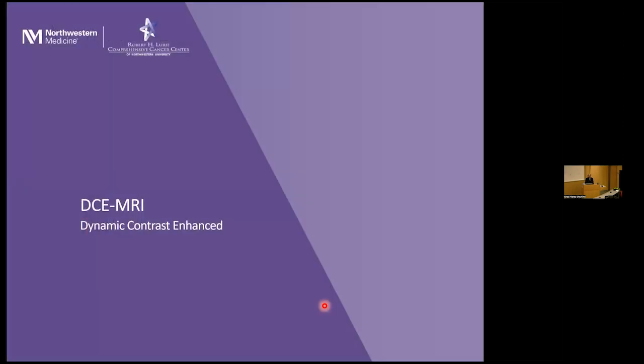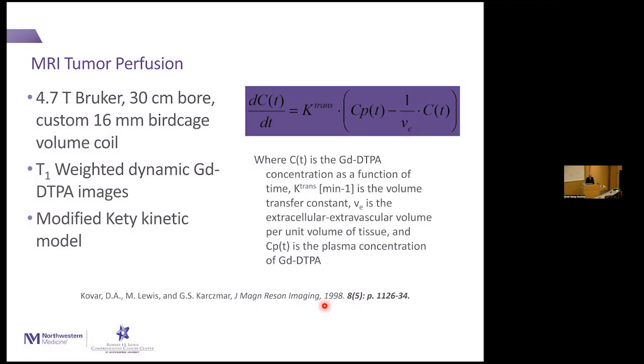Okay, on to my favorite topic, DCE MRI. This work was done on a 4.7T, so this was done at University of Chicago. The main thing I'll point out is, don't worry, you don't have to look at the math equation. The main thing is this K-trans is related to the slope of the gadolinium versus time curve. And this V sub B is related to the washout, and that will make sense when I show you one of the curves.